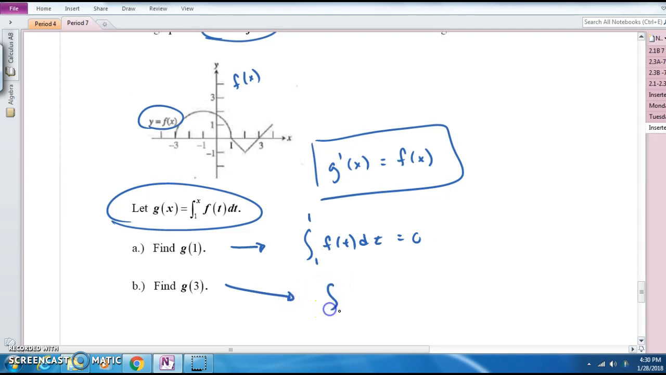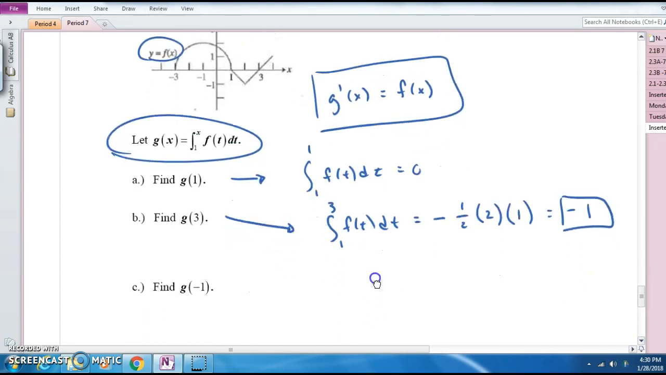G of 3 is the integral from 1 to 3 of f of t with respect to t. That is going to be negative. Okay, and then we're going to do 1/2 times 2 times 1. We use geometry for that, and that would end up being negative 1.